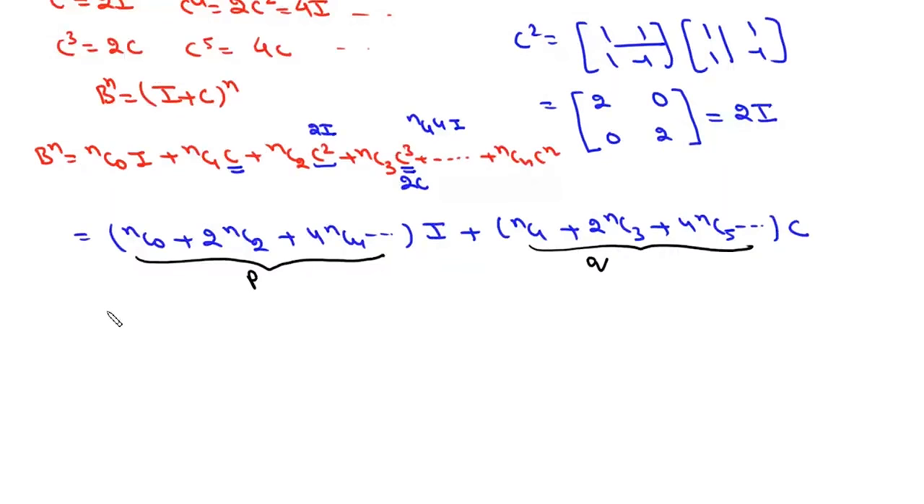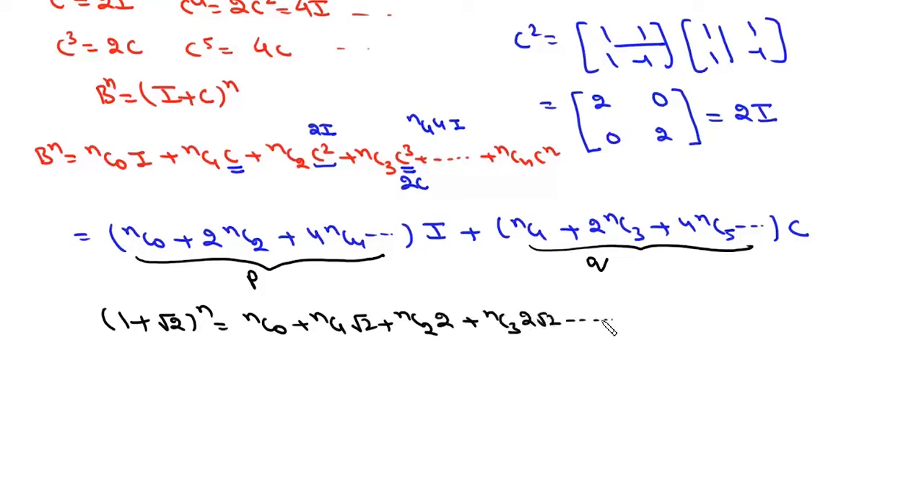Now we consider the expansion of 1 plus root 2 to the power n. It will be nC0 plus nC1 into root 2, nC2 into root 2 square, nC3 into 2 root 2. Now if we consider these terms, this is nothing but P. So it will be this P, and then if we take root 2 common, then it will be Q. So we can write this as P plus root 2Q.